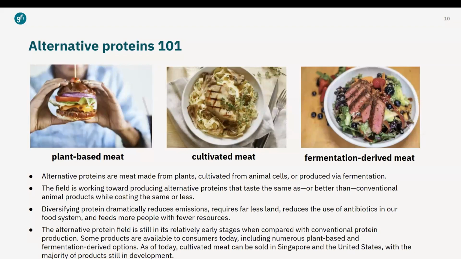So what are alternative proteins themselves? There are three main types that the Good Food Institute talks about and that are widely considered alternative protein types. That's plant-based meat, cultivated, and fermentation products.